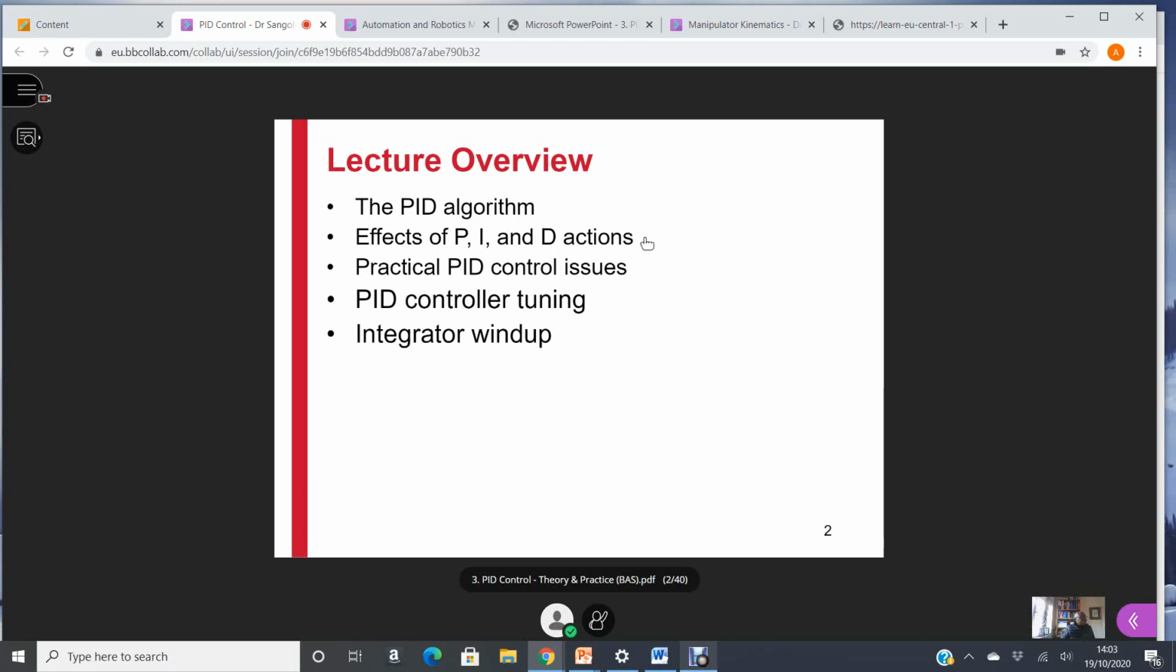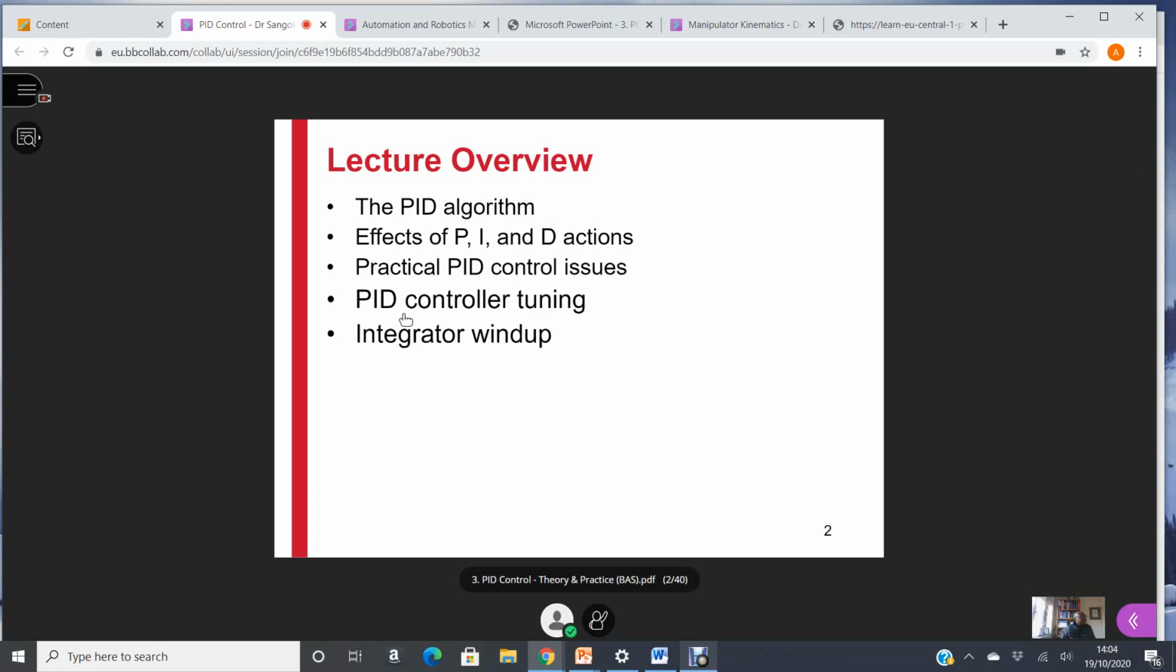So once we've looked at the benefits that each of the control actions offers, I will then look at what are the practical issues that need to be addressed in a practical implementation of PID control. Okay, and here are two of them that we'll talk about today.